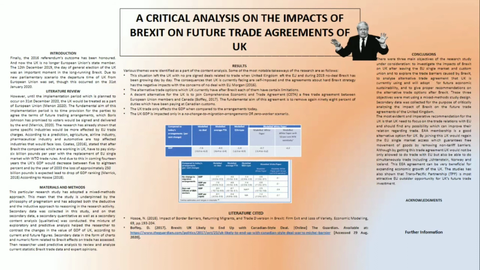From the research, the top industries that are going to be affected are agriculture, airline, pharmaceutical, and automotive, which will bring them losses. Courts in 2016 stated that companies working in the UK after Brexit would have to pay about 66 billion pounds per year with the replacement of the single market with World Trade Organization rules. Also, in coming years, GDP will decrease between 5 to 18%.